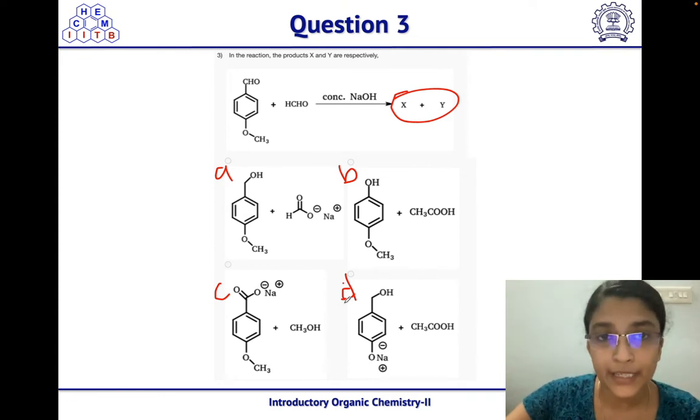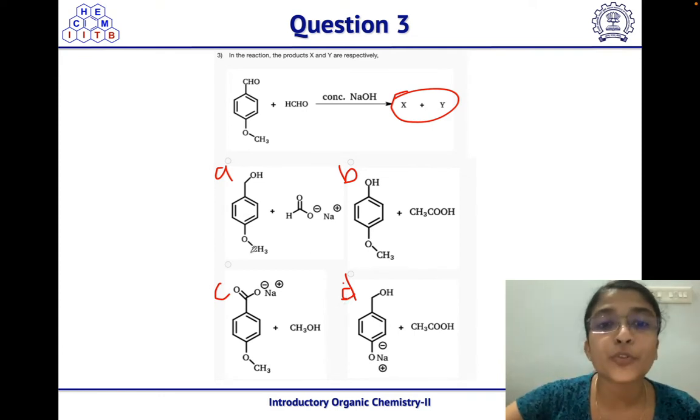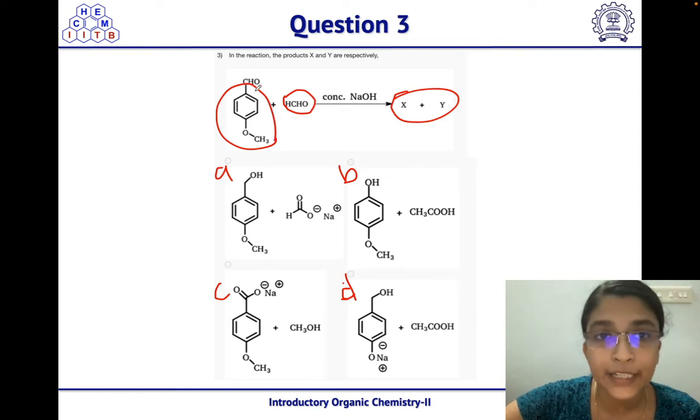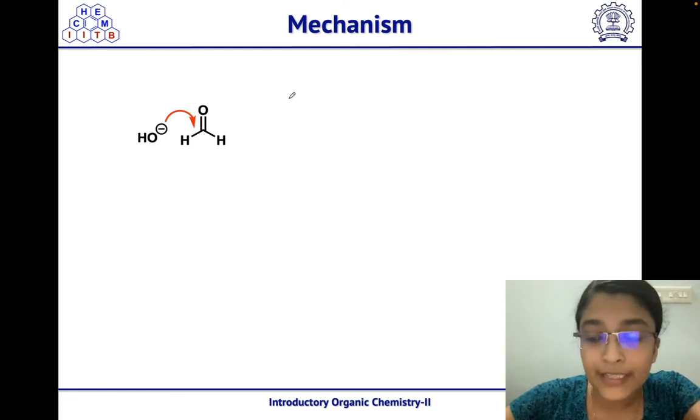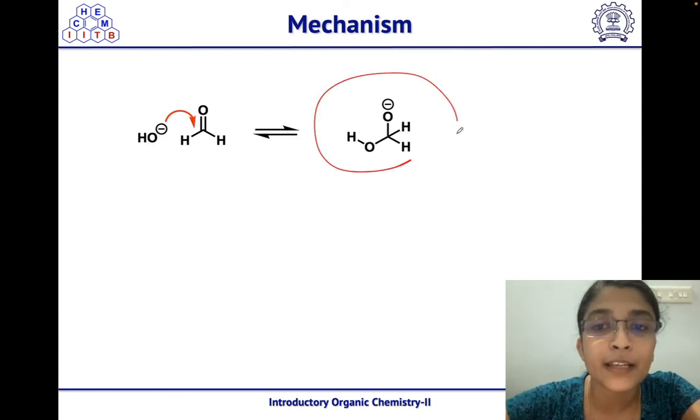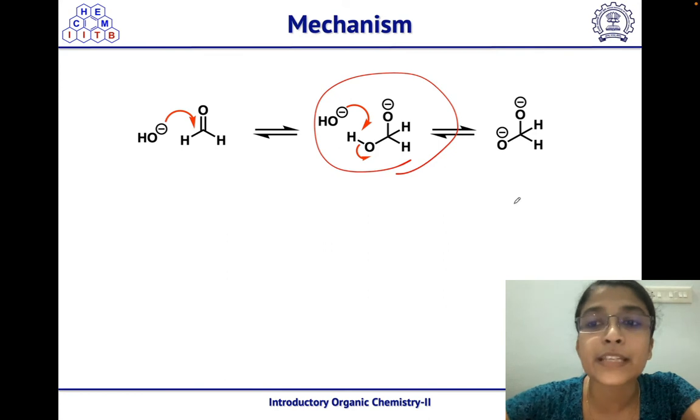Okay, we will see the mechanism for this reaction. Out of these two aldehydes, formaldehyde is most reactive. Here, since it is an electron donating group, the electrophilicity of this aldehyde will be less. So formaldehyde will be more reactive than this aldehyde. Formaldehyde will react with the base and it will give the species hydrate anion. Then this base will again abstract this proton and we will get a dianion like this.